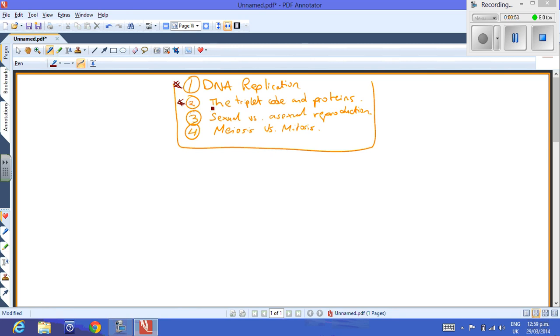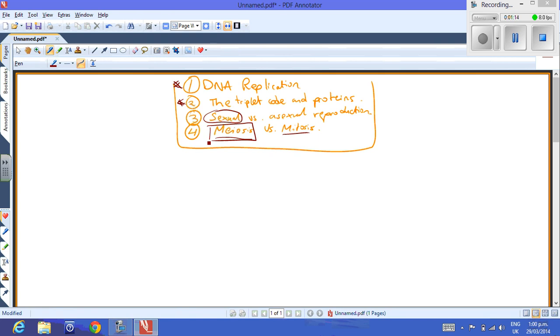And then number 3, we looked at sexual versus asexual reproduction. The sexual reproduction in humans is what we're interested in here. And then in yesterday's lesson, we introduced the process of cell division, specifically meiosis. Mitosis is briefly mentioned in level 1, but meiosis is the one that you need to be more familiar with.